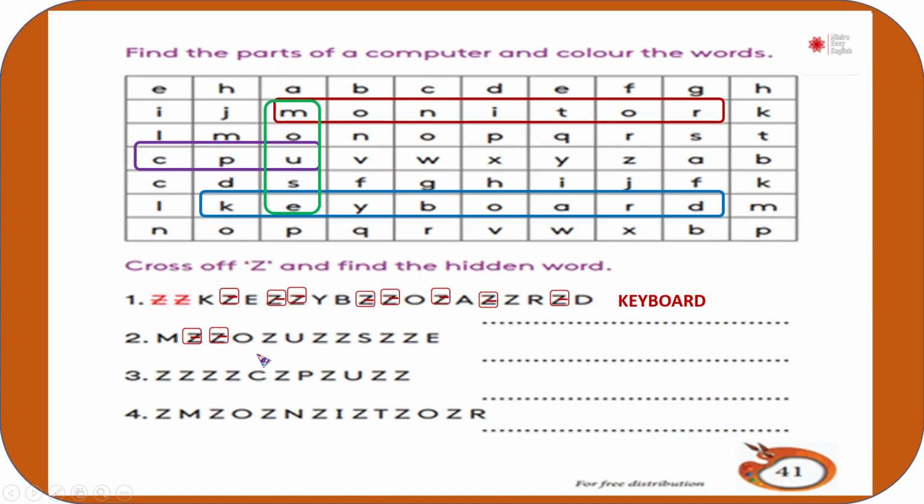Cross, cross, cross. What are the remaining letters? M, O, U, S, E. Mouse. Cross, cross, cross. CPU is remaining. CPU.